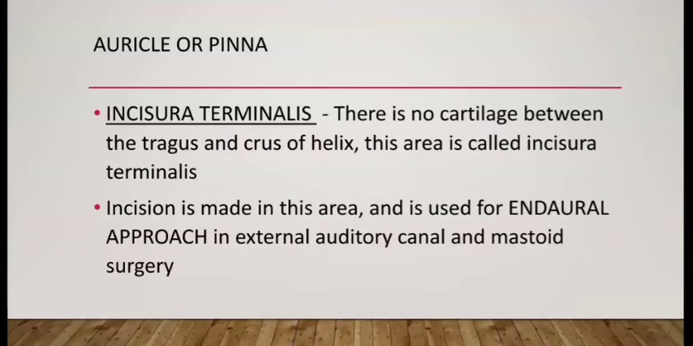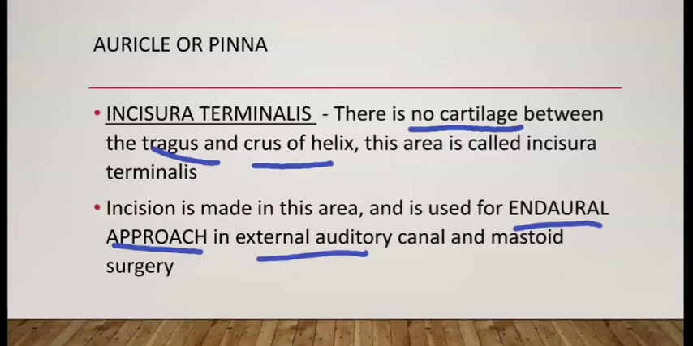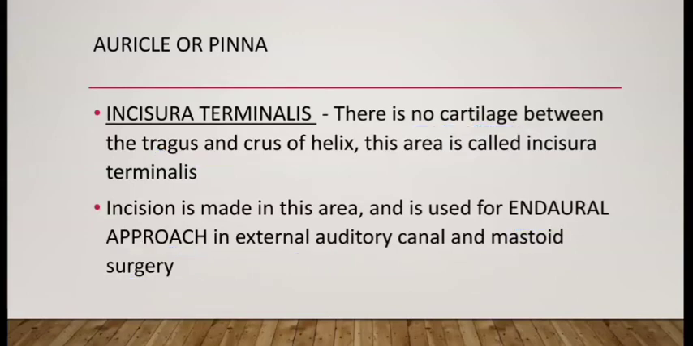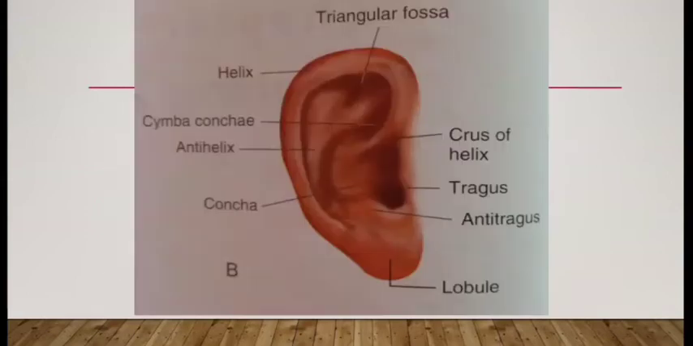Then the incisura terminalis. Incisura terminalis is a part of the auricle where no cartilage is present, and this part is present between the tragus and crus of helix. This area is used for an endaural approach for external auditory canal and mastoid surgeries, where we do not need to cut any cartilage. So this part is incisura terminalis, between the crus of helix and the tragus.